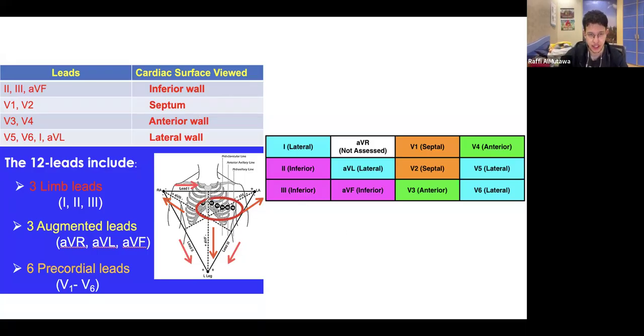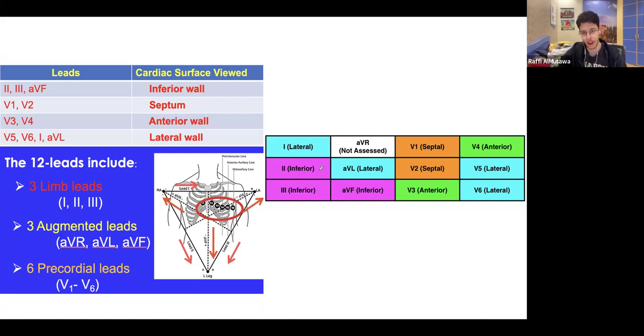The idea is, V1 is on the right side of the sternum, V2 is on the left side, V4 is next to the apex of the heart, V5 is at the anterior axillary line, and V6 is at the mid-axillary line. V4 would be the mid-clavicular line. And then V3 is just somewhere between them. We literally define V3 by V2 and V4 for some reason. It's kind of like a middle child.